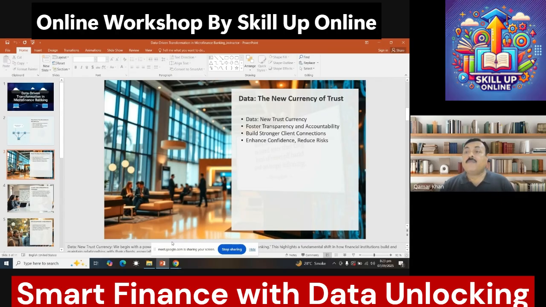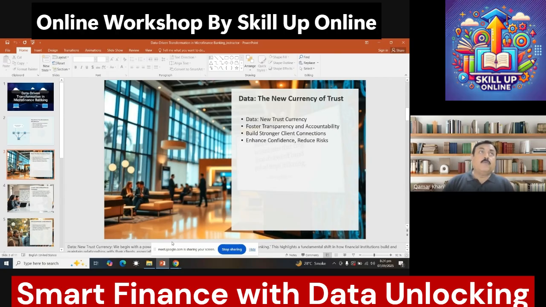Then there are two types of data normally used in the microfinance or banking industry. One is structured data, which is organized and formatted data in the shape of databases and spreadsheets. On the other hand, unstructured data is unorganized data in raw form. It can be text, documents, images, or videos, but these are not organized. So now we will discuss what data-driven transformation in microfinance banking is.